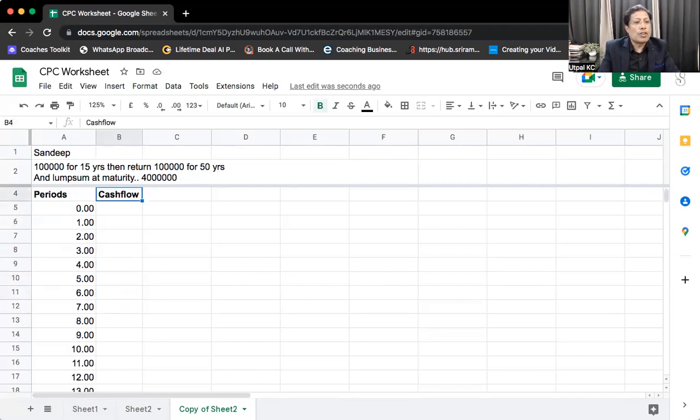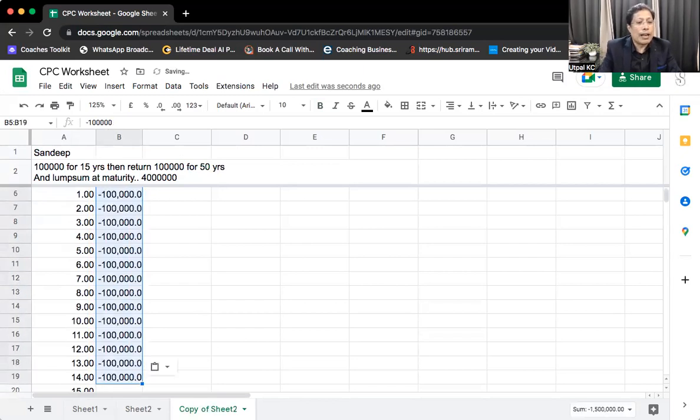Okay, beautiful. So now you are paying 1 lakh. You are paying 1 lakh for how many years? 15. 15 means from 0, so it will go up to 15. So then the return will be okay.